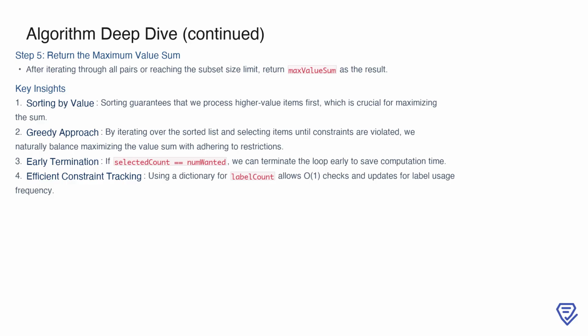There are several key insights into why this algorithm works effectively. First, sorting the pairs by value ensures that we always prioritize higher value items, which is essential for maximizing the sum. Second, the greedy approach of iterating through the sorted list and selecting items only when constraints are satisfied allows us to efficiently balance maximizing the value with adhering to the rules. Third, the ability to terminate the loop early when the subset size limit is reached avoids unnecessary computations. Finally, the use of a dictionary for tracking label counts ensures that constraint checks and updates are both fast and efficient. Together, these elements create a robust and optimal solution to the problem.